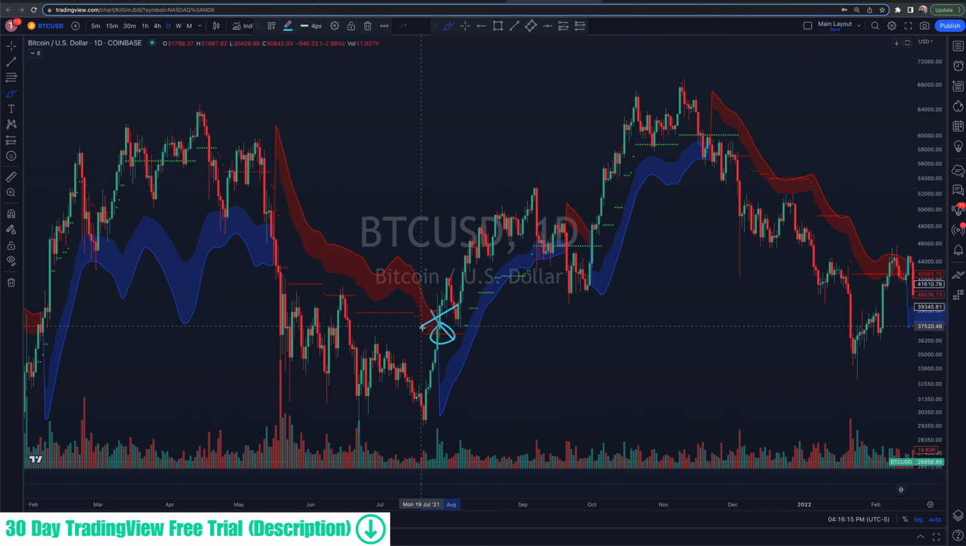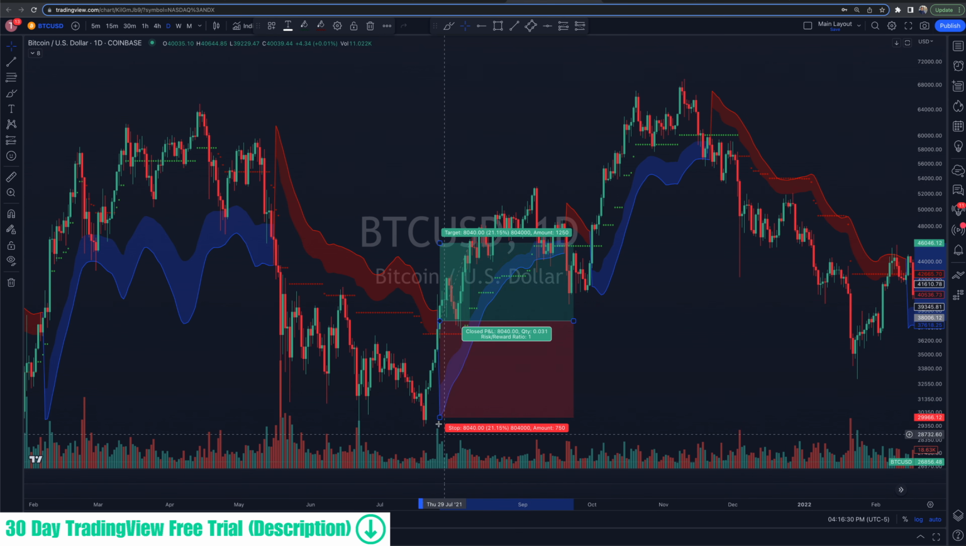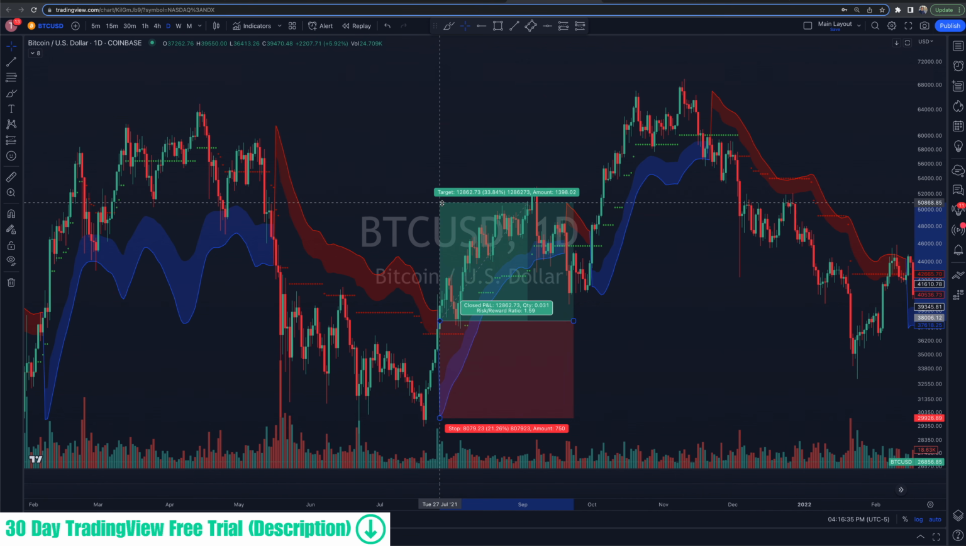So if you got in right here, your stop loss would have been here. Pull, push up, pull down, push up, push up. This would have been a really, really nice trade. If we look at a risk reward profile from the initial entry point, and we can adjust our stop loss here, we would have had a nearly 2-to-1, 1.8-to-1.